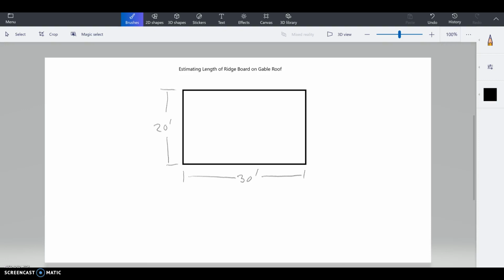Estimating lengths of ridge boards on a gable roof. This is one of the simpler things to figure out. If I'm trying to figure out the ridge board for this drawing that I have here, if this building did not have any overhang, the length of this ridge board would be the length of the walls. So if this wall is 30 feet here, my ridge board would have to start from this end all the way to this end, which is the same 30 feet.